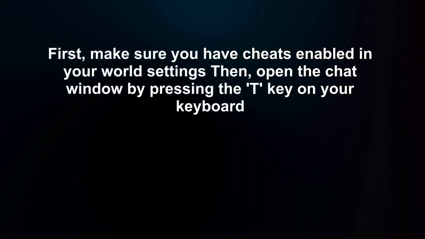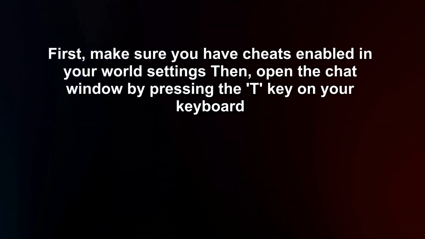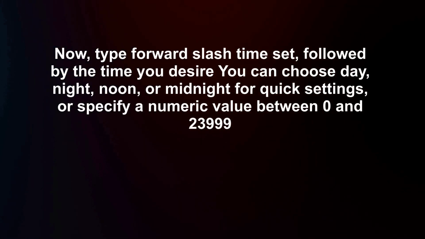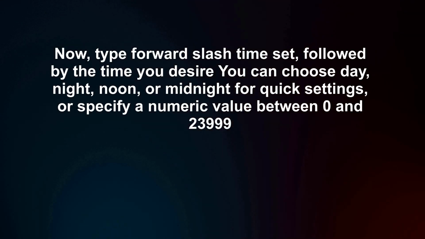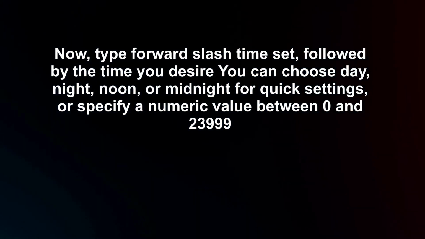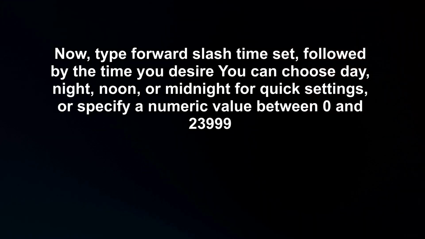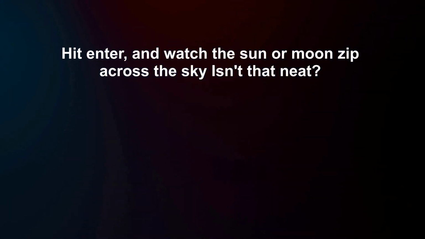First, make sure you have cheats enabled in your world settings, then open the chat window by pressing the T key on your keyboard. Now, type /time set, followed by the time you desire. You can choose day, night, noon, or midnight for quick settings, or specify a numeric value between 0 and 3999. Hit enter, and watch the sun or moon zip across the sky.